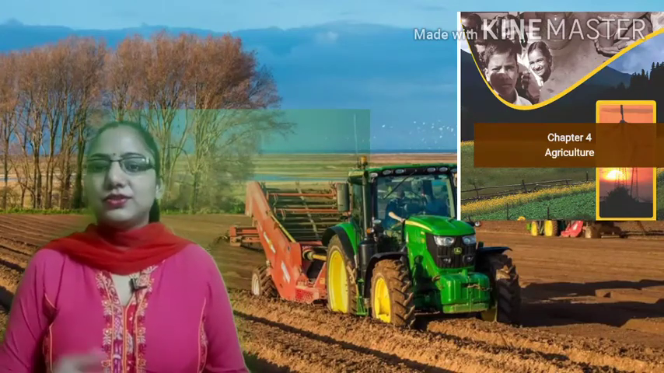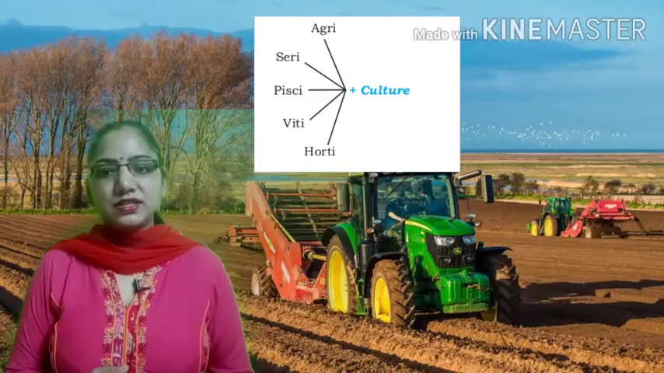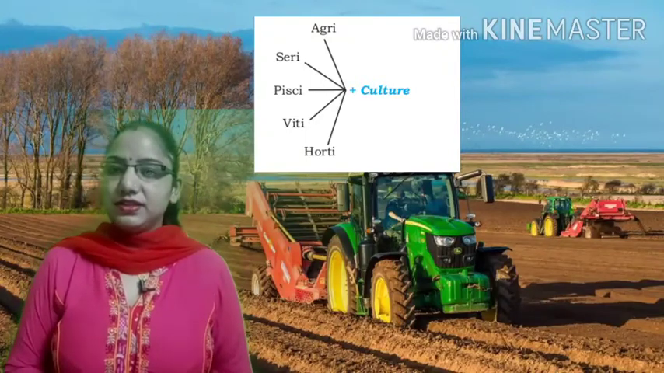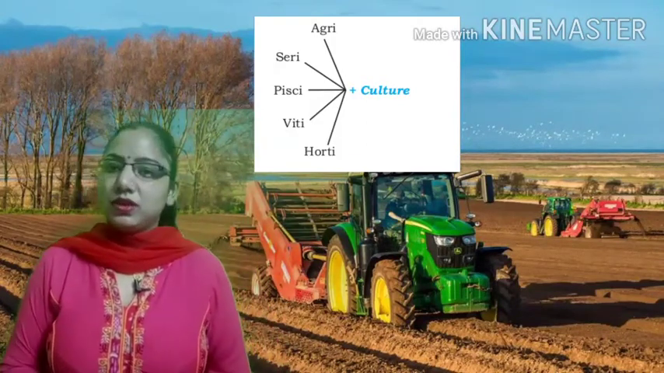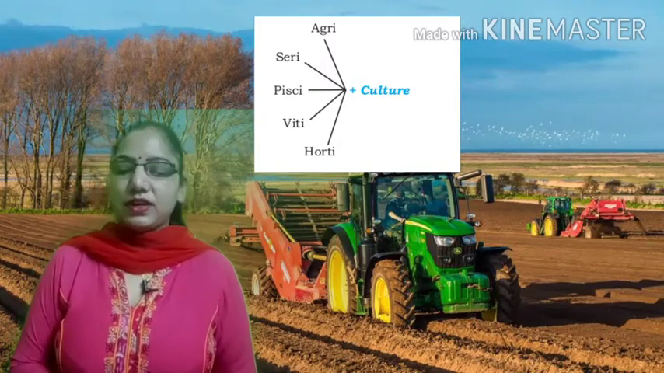So students, as you know, nowadays we are studying the fourth chapter of geography, that is agriculture, means Krishi. In the previous part of that video, we studied what agriculture is, and we also studied the different types of culture such as sericulture, pisciculture, viticulture, horticulture, as well as agriculture. In that we also saw the factors which affect agriculture practices, which are known as the physical factors and the human factors.